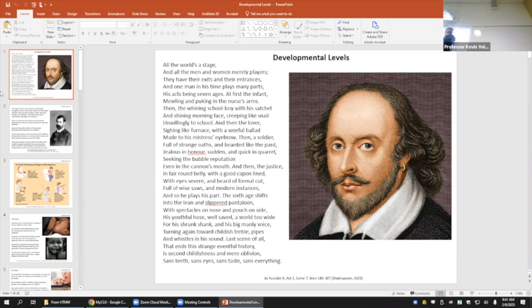The sixth age shifts into the lean and slippered pantaloon, with spectacles on nose and pouch on side, his youthful hose well saved, a world too wide for his shrunk shank, and his big manly voice turning again toward childish treble, pipes and whistles in his sound. Last scene of all, that ends this strange eventful history, is second childishness and mere oblivion, sans teeth, sans eyes, sans taste, sans everything.